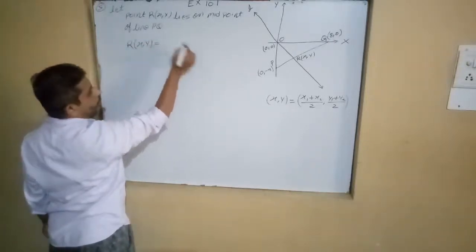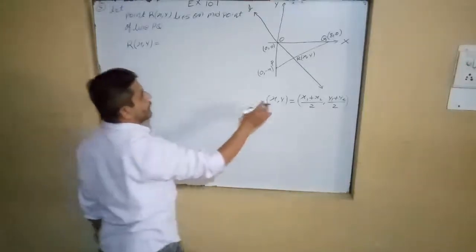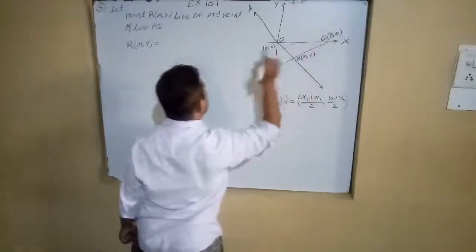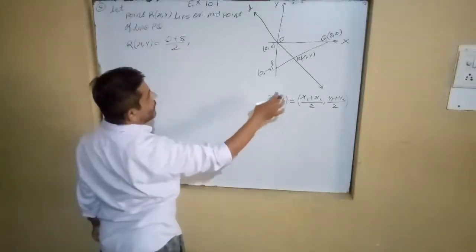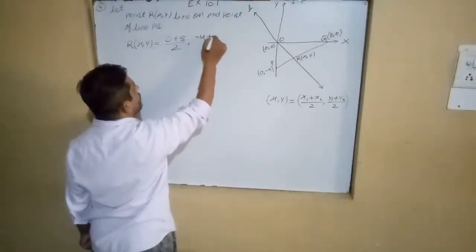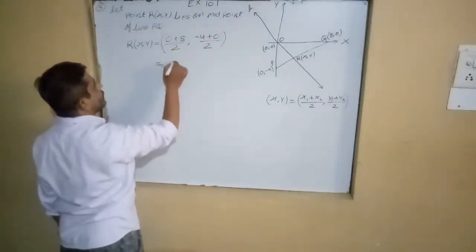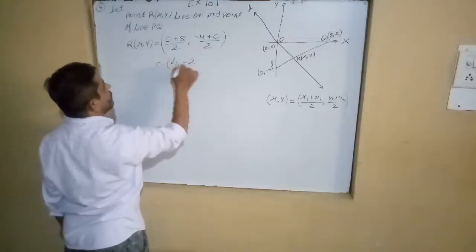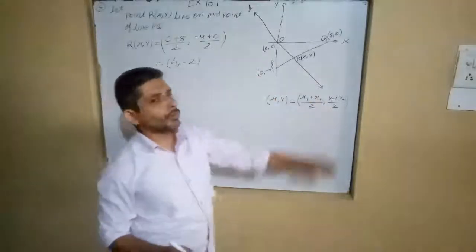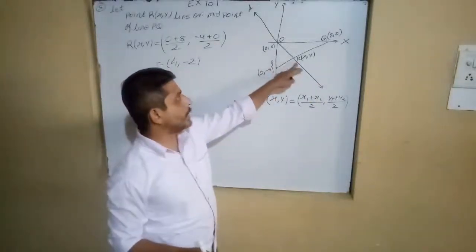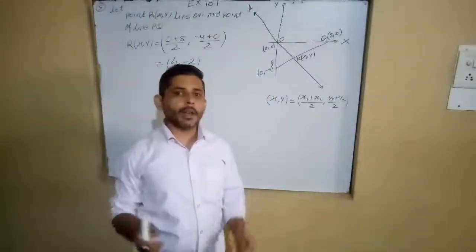R(x, y), we can use this formula: R(x, y) is equal to x1 plus x2 by 2. What is the value of x1? 0 plus 8. 0 plus 8 by 2 comma y1 plus y2 by 2, meaning minus 4 plus 0 upon 2. So (x, y), what will come? 8 by 2 means 4, and minus 2. This is our point. Now look at the line. This line is passing through two points. Which ones? First is the origin and second is R, where R is equal to (4, minus 2). Okay. So we can easily find the slope.